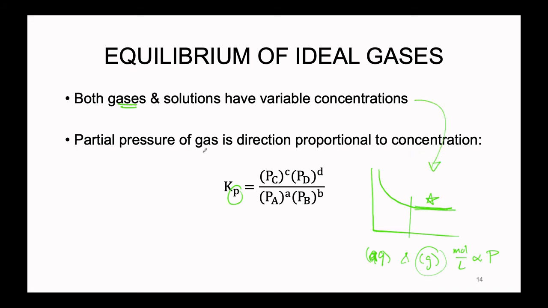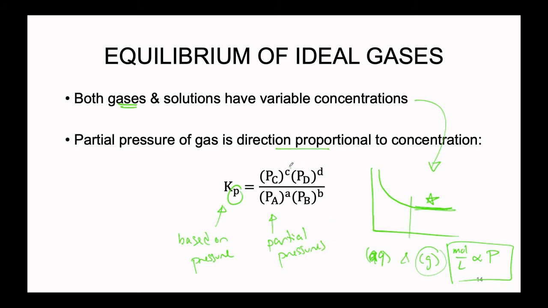And the partial pressure of your gas is going to be directly proportional to the concentration, which is what I've outlined here. So, since the concentration is proportional to pressure, if your equilibrium expression has a base of P, in other words, if it's based on pressure, the values that you're going to be inserting, your products and your reactants, are not going to be concentrations, but they will be partial pressures.